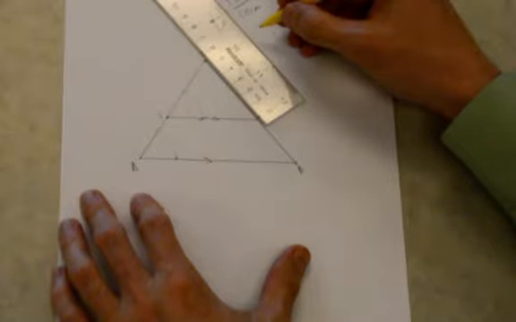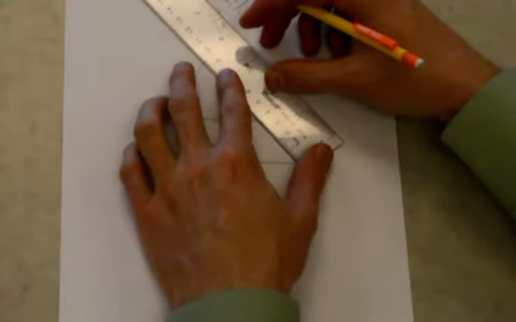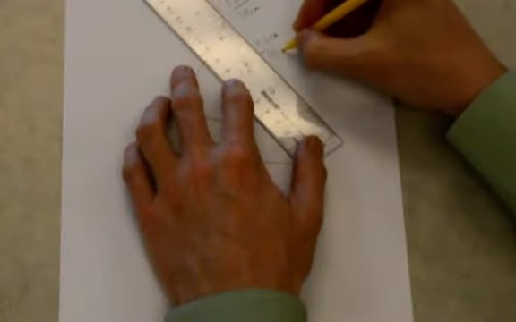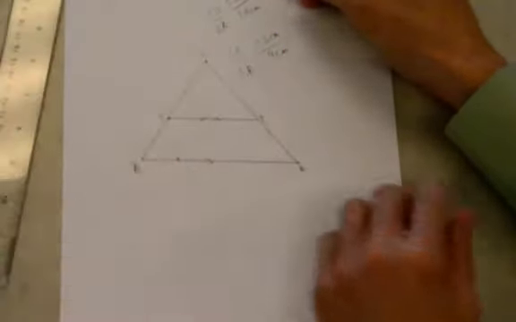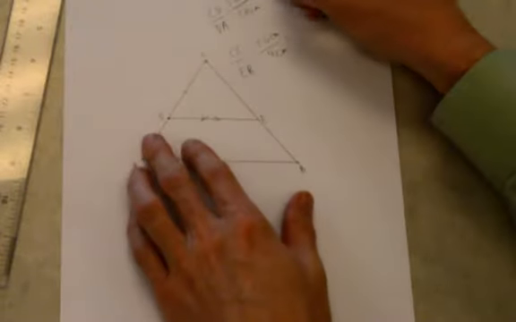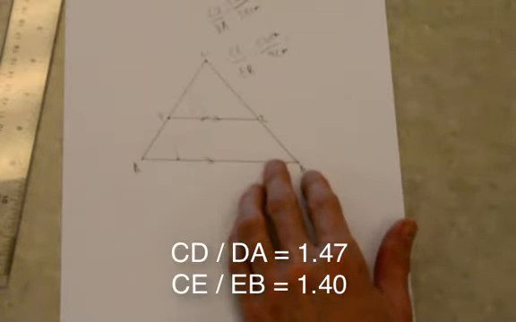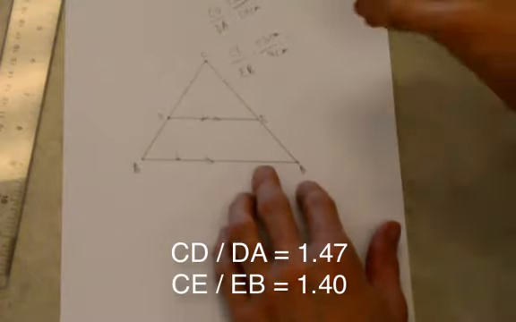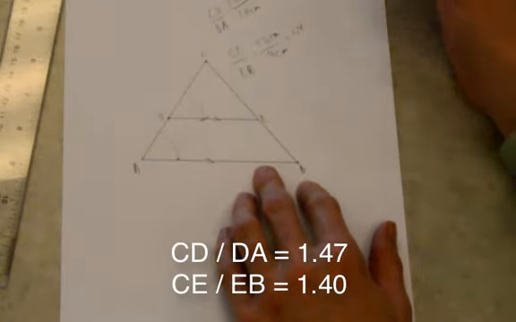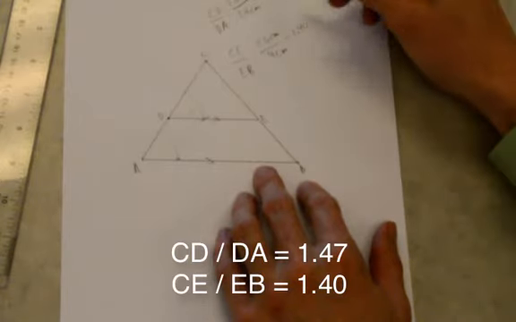So it looks like CE is 5.6 centimeters, and then EB is 4 centimeters. Now let's compare these ratios and see what they are. I got 1.47 here for 5.0 divided by 3.4, and 5.6 divided by 4 is 1.4. Okay, so these are very close, 1.47 and 1.4, off by a few hundredths.